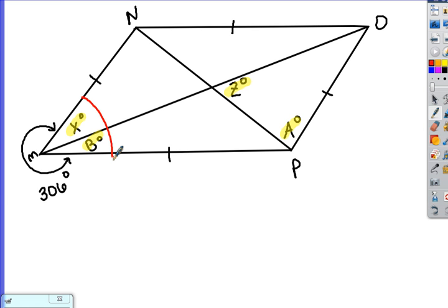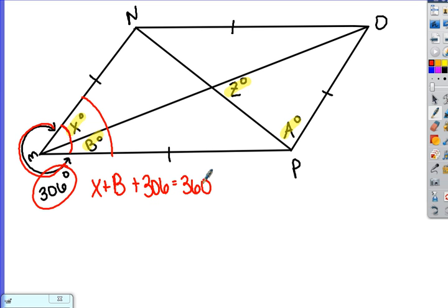Now, we know that if this exterior angle is 306 degrees, and we continue this on with these 2 angles here, it forms a circle, and circles are 360 degrees. So we know that X and B, along with that angle, form a circle that is 360 degrees. So we can solve for X plus B. X plus B is going to be equal to 54 degrees. Those 2 angles together have a sum of 54 degrees.